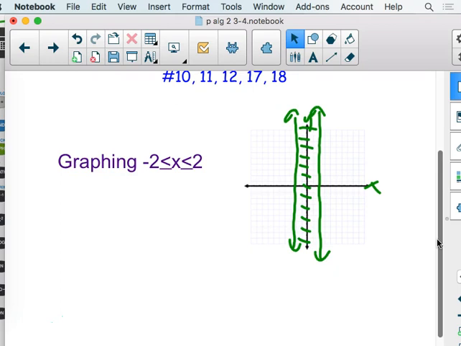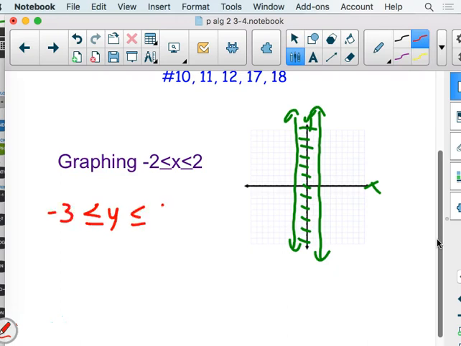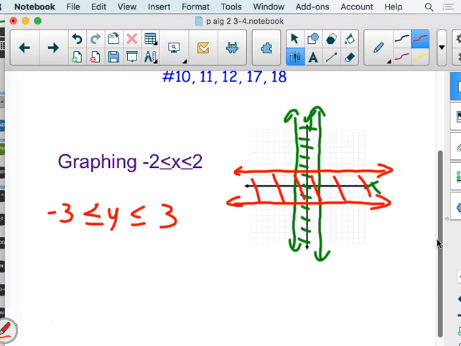So what if I did this? What would you do? Horizontal lines. Where? Good. Where are you shading? Now that would be a nice linear programming problem, right? Nice little box. Beautiful. Easy to find the vertices.